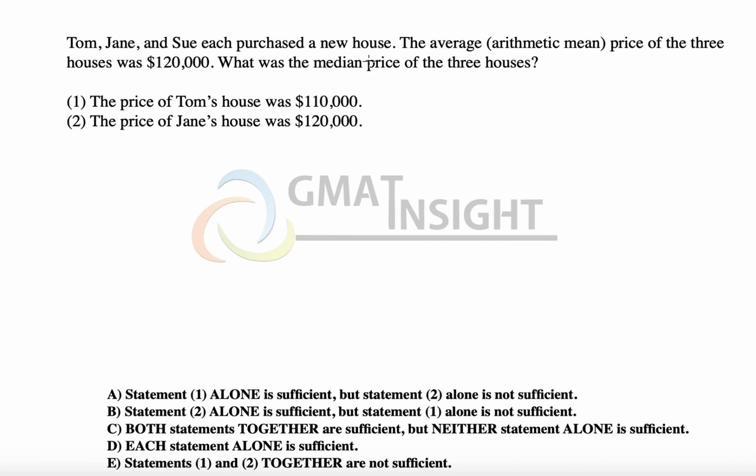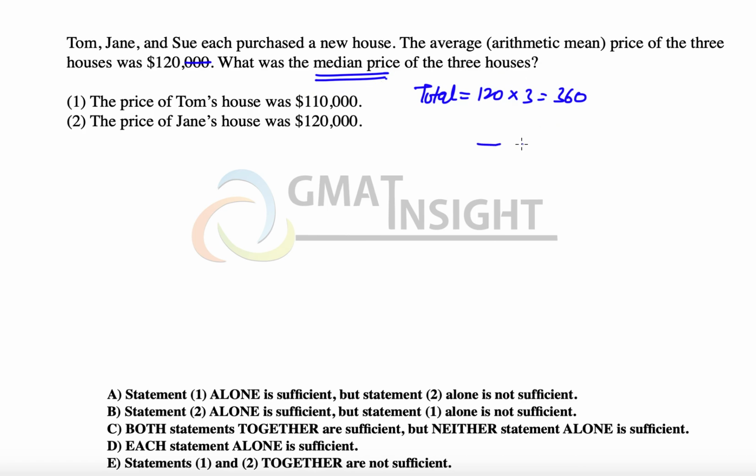Tom, Jane, and Sue each purchased a new house. The average price of the three houses was 120,000. So the total price will be equal to 120,000 multiplied by 3, which is 360,000. I've just eliminated these three zeros because I like to play with the smaller numbers. That's always easier. The question is talking about the median price, so we need to get the median value.